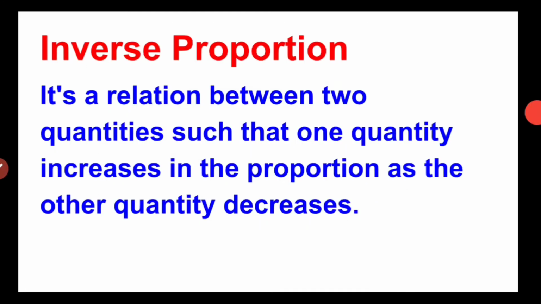Let us see the definition. It's a relation between two quantities such that one quantity increases in proportion as the other quantity decreases, or vice versa, one quantity decreases in proportion as the other quantity increases. This is the definition of inverse proportion. Now let's solve the sums.